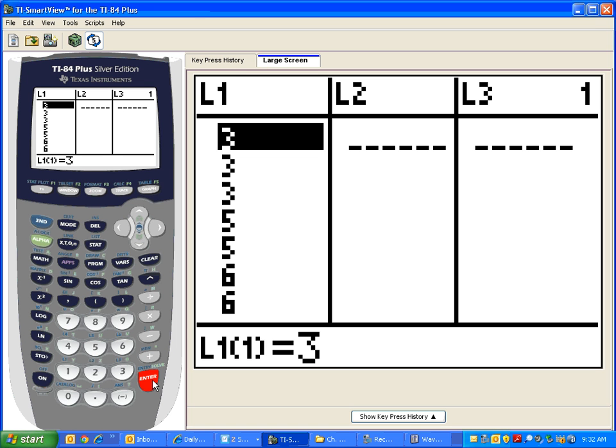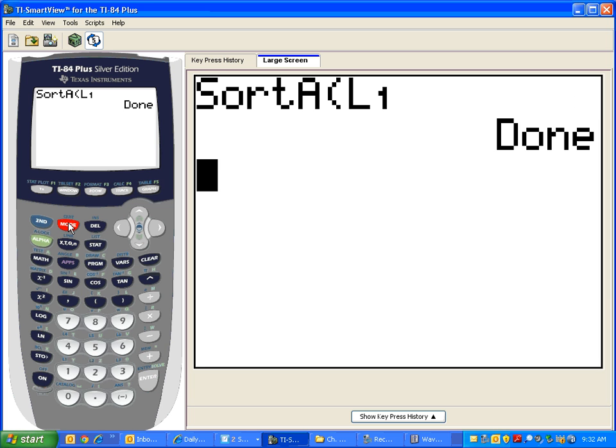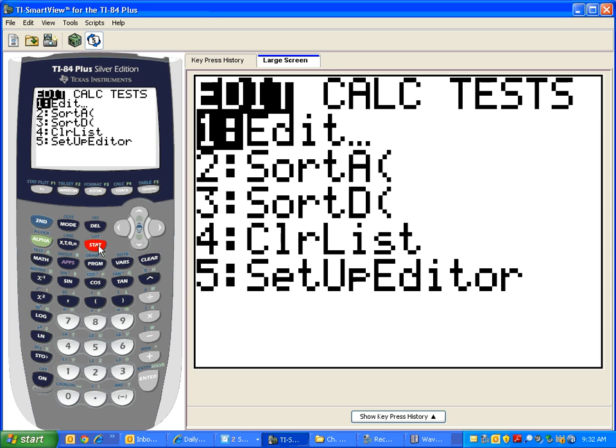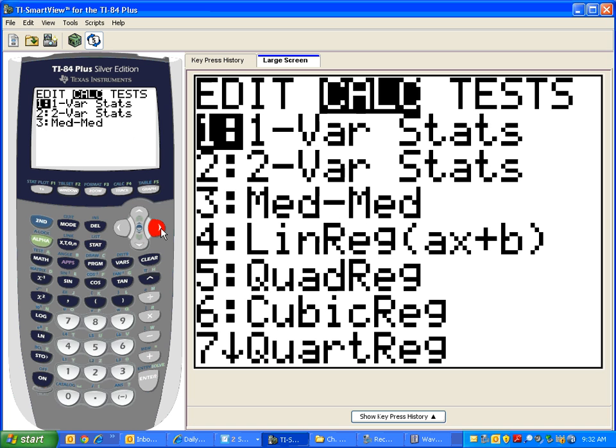Okay, so now what we need to do is use our calculator to calculate the other measures. The measures of central tendency that we have left, we still need the median and we still need the mean. And then we still need both measures of dispersion. So we still need the range and the standard deviation. So here's how that works. You're going to go to stat, arrow over to calc.